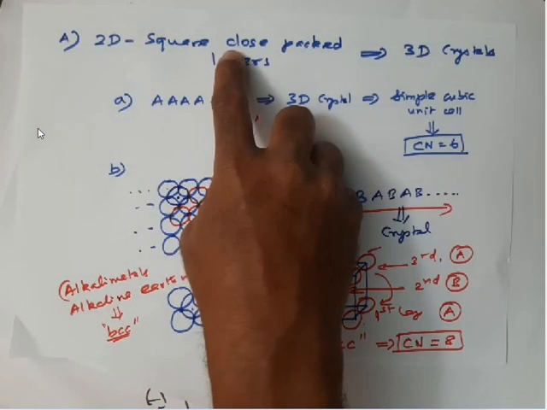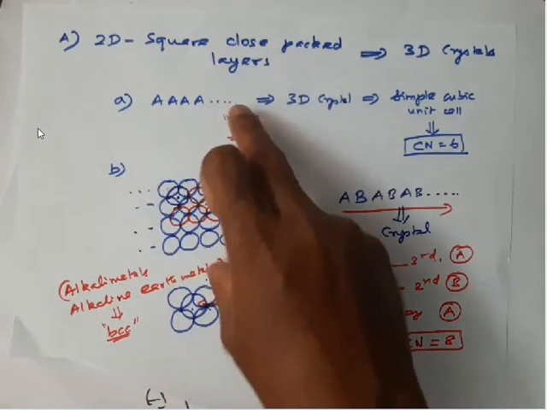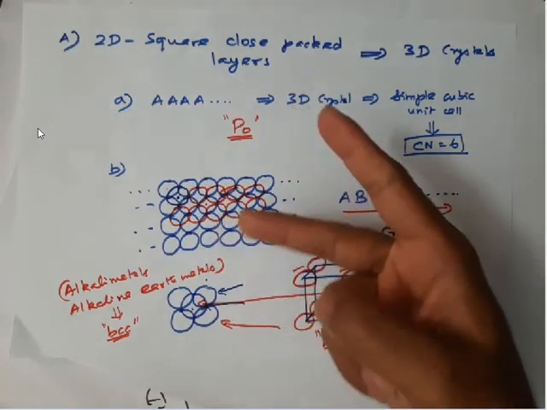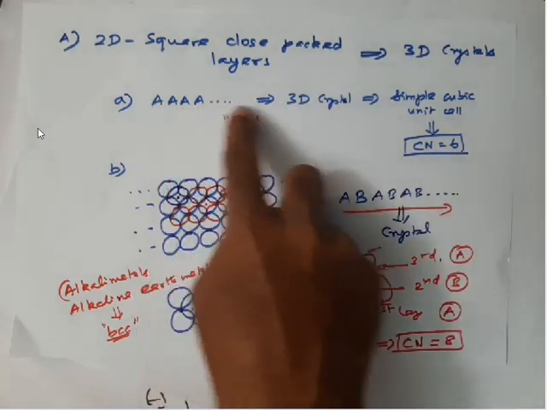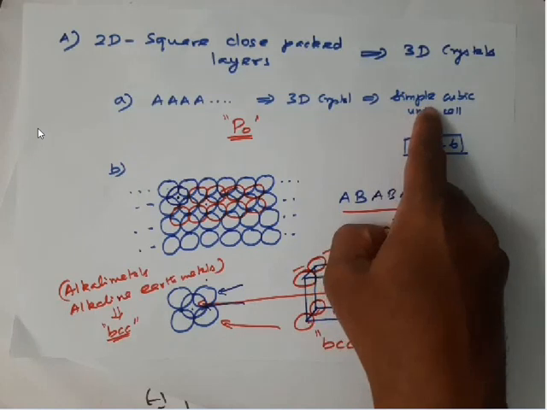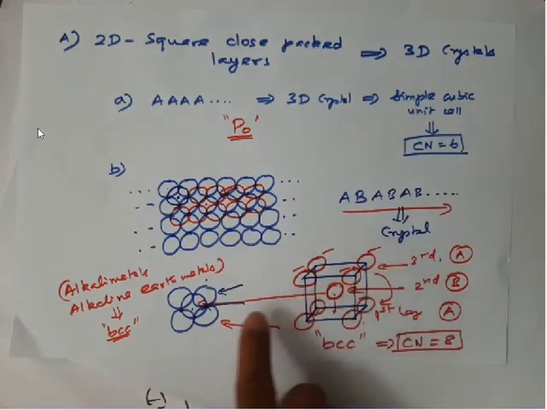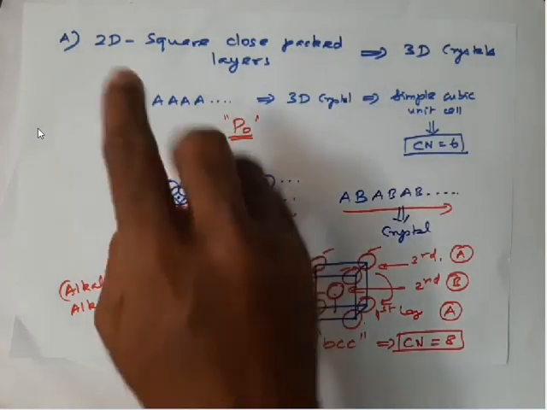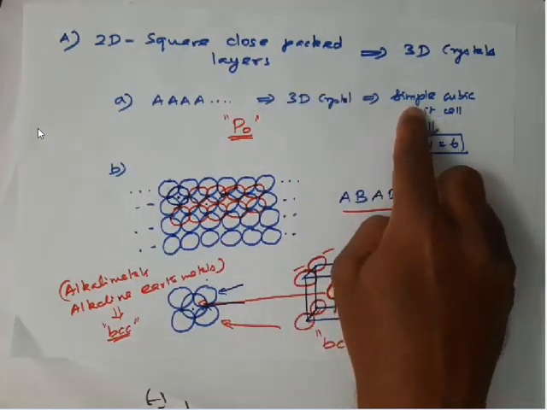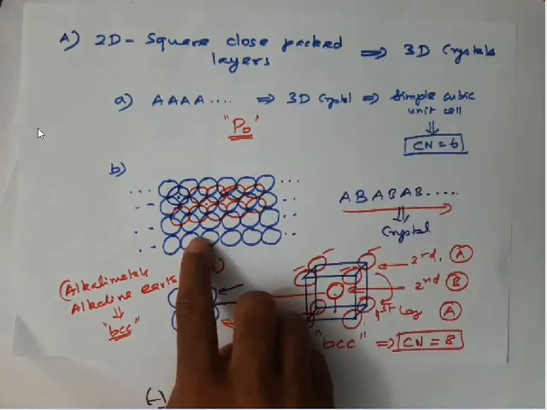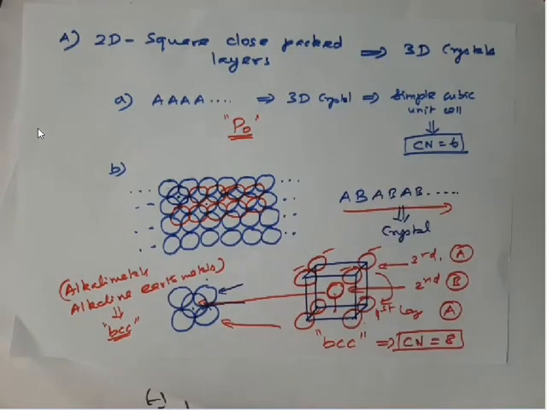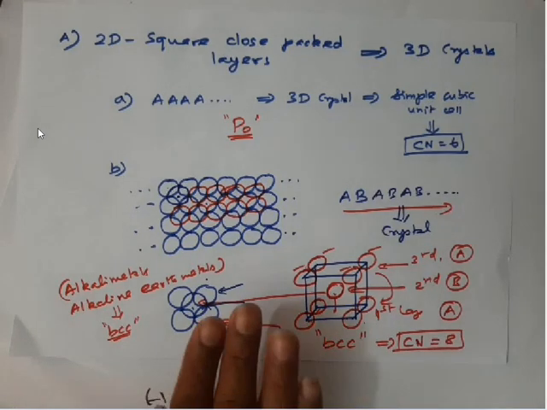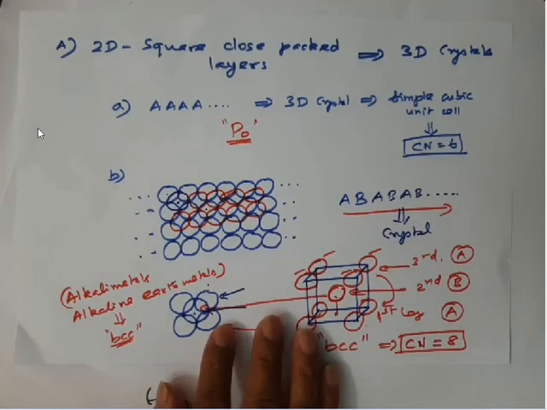So using a 2D square close packed layer, we can form 2 different types of 3D crystals. One crystal consists of a simple cubic unit cell, the other consists of a BCC unit cell. If you place the layers as AA, you will get a simple cubic unit cell. If you place the layers as AB, you will get a BCC unit cell. In BCC, the coordination number is 8. Any doubts, students, up to this? If you find any difficulty, you tell me.